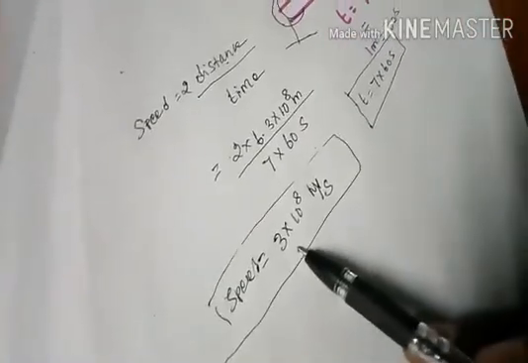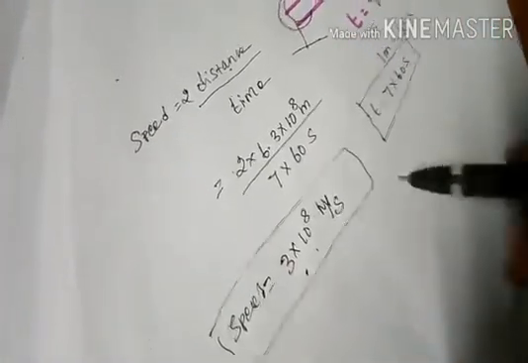So the question is, what is the speed of the signal travel? It is 3 into 10 power 8 meter per second. Thank you.